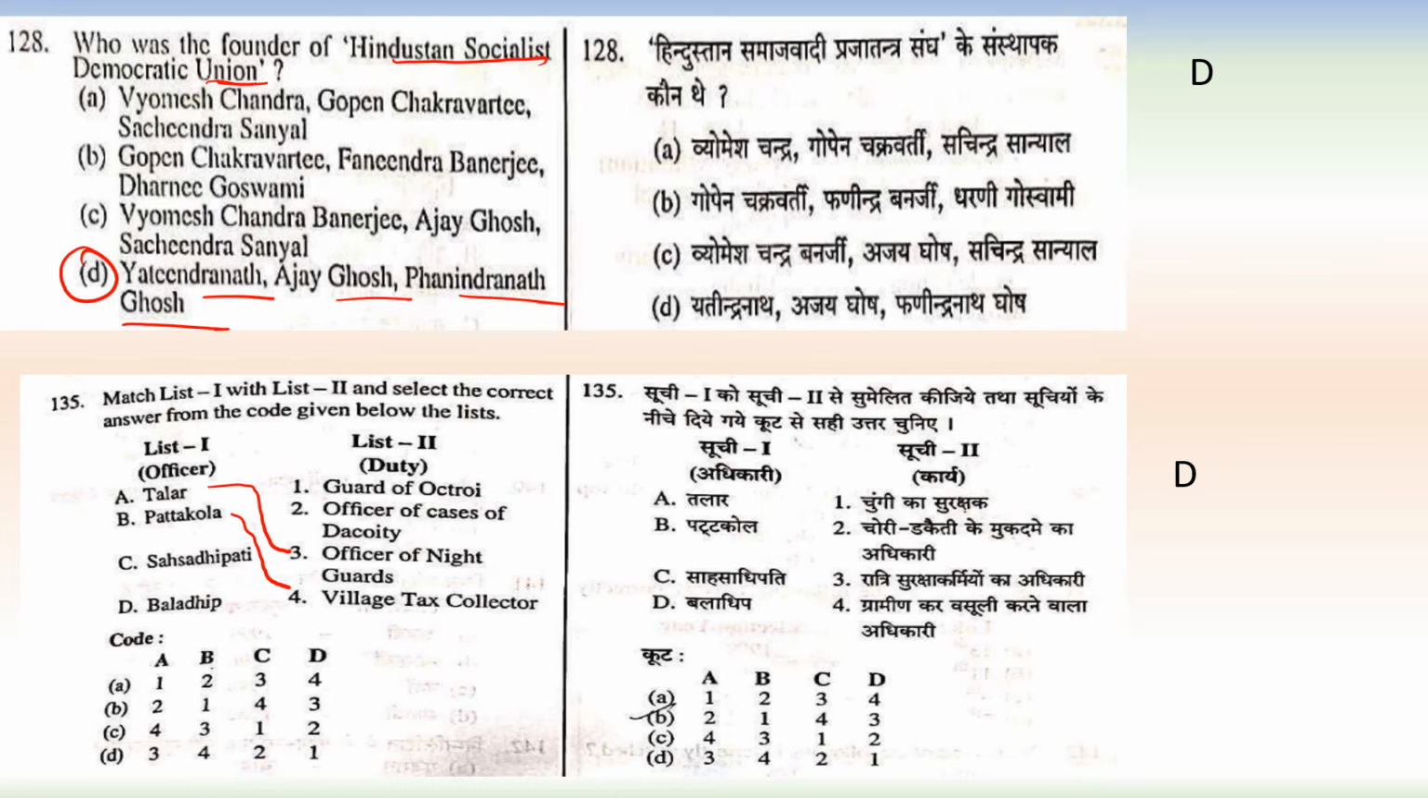Sahasradhipati were the officer of cases of Dakaiti. Officer of cases of Dakaiti, they were Sahasradhipati. Baladip were the officer of octroi. So in this way, option D is correct here.